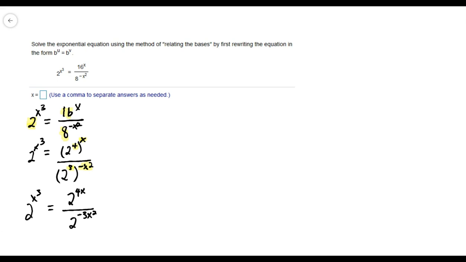So on the right-hand side, I'm going to use a property called the quotient rule. The quotient rule looks like this. If you have b to the n over b to the m, so you're dividing when things have the same base, what you do is subtract the exponents. So that's what's happening over here, where we have the same base and we're dividing, so we're going to subtract those exponents. So the left-hand side stays the same, the right-hand side becomes the numerator exponent minus the denominator exponent.